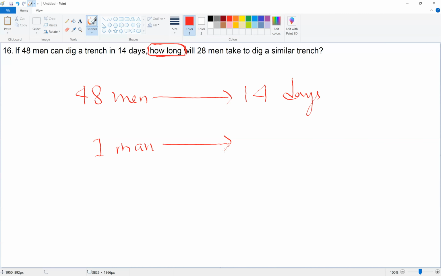Do you understand or no? Yeah, I understand. Does everybody understand why I multiplied instead of divide? Yes. If 48 men are doing the job and it takes 14 days, if I have only one person doing the job, wouldn't it be multiply because he has to do 48 people's job? Yes. That's why it's multiplication.